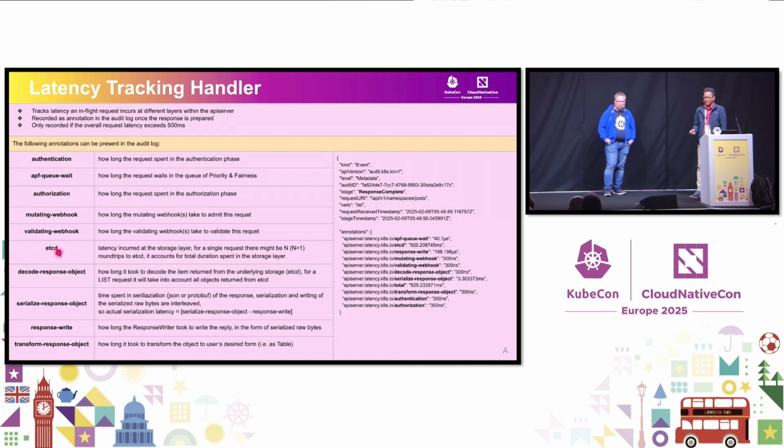This one is very interesting: etcd. It tracks the latency incurred at the storage layer. And usually a single request may involve multiple round trips to etcd. So this shows the total amount of time the request spends in the storage layer. We also have a latency tracker for how long it took us to serialize the request, and also how long it took to write to the response writer object, right? So this could be a very helpful tool for debugging cluster issues. For example, if you have the audit ID, and the customer is complaining about a slow API, you could look at these audit annotations, and it would give you some clues as to what's going on under the hood.